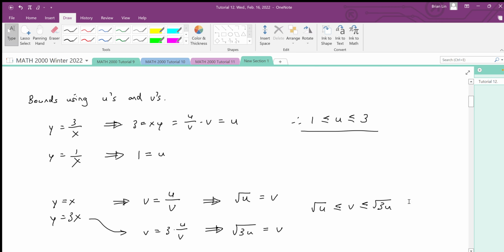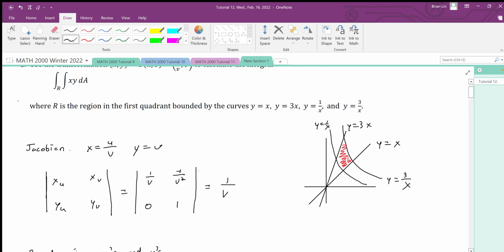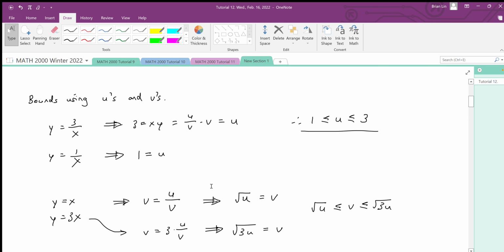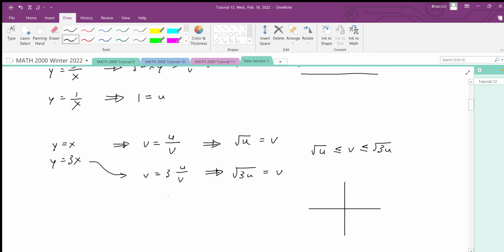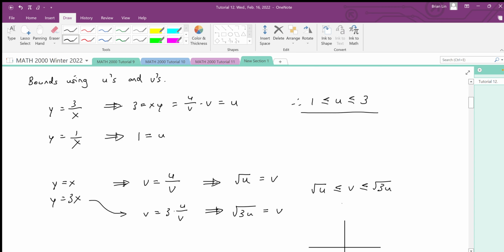Okay. So before, our x's and y's look like that red region there, and now our u's and v's look like this. So if I were to graph that out quickly, it looks a little bit like this. So let's say that's u, and that's v. And then let's say this is 1 and this is 3. So in terms of u's and v's, our region is now like that.